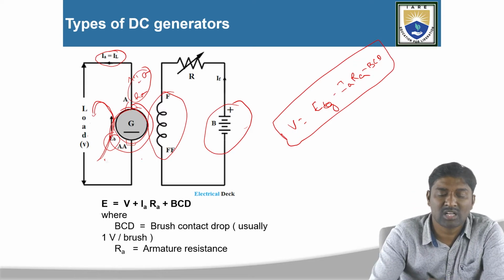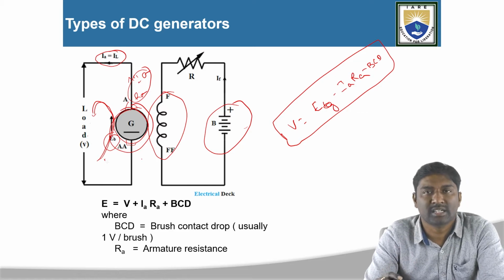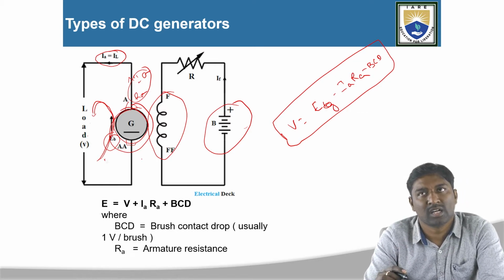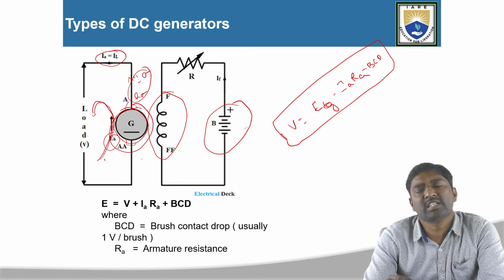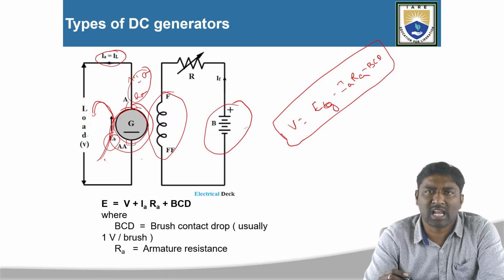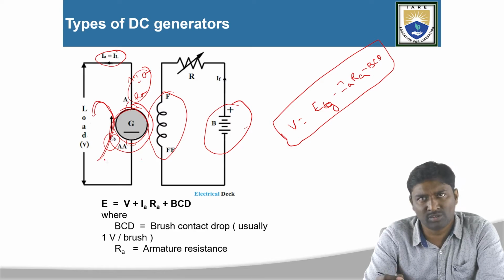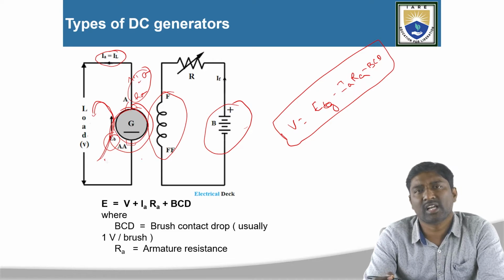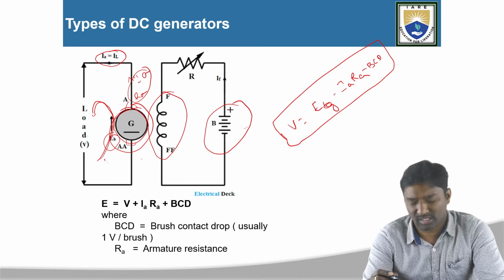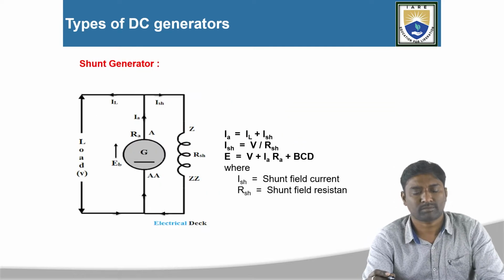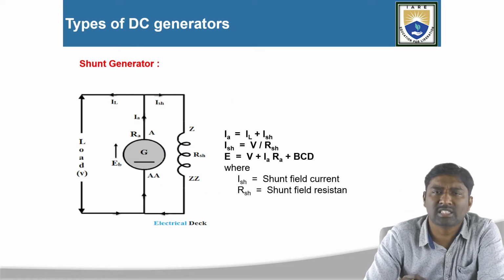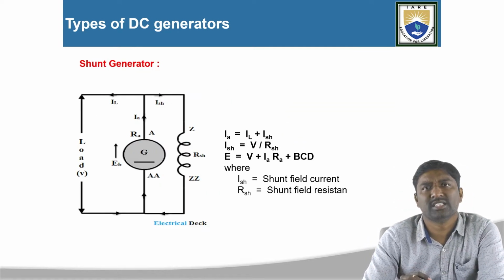So this is the separately excited DC generator. Now again we have self-excited DC generators. Coming to the self-excited DC generator, that is classified into 3 types. You know already, we discussed it: series generator, shunt generator and compound generator. Now we will discuss the shunt generator in the case of the self-excited DC generator.